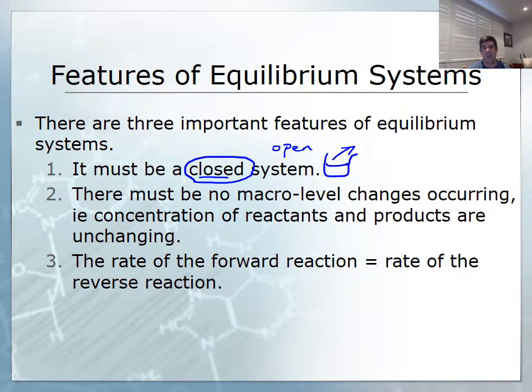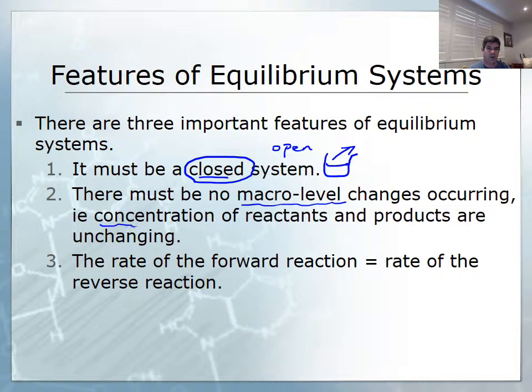There must also be no macro level changes occurring. So that may be color of the solution, that may be bubbling that's occurring, which may be occurring at different rates. It may be temperature change. Once any of those changes cease, or at least appear to cease, then there is a point where the system could have reached equilibrium. Okay?